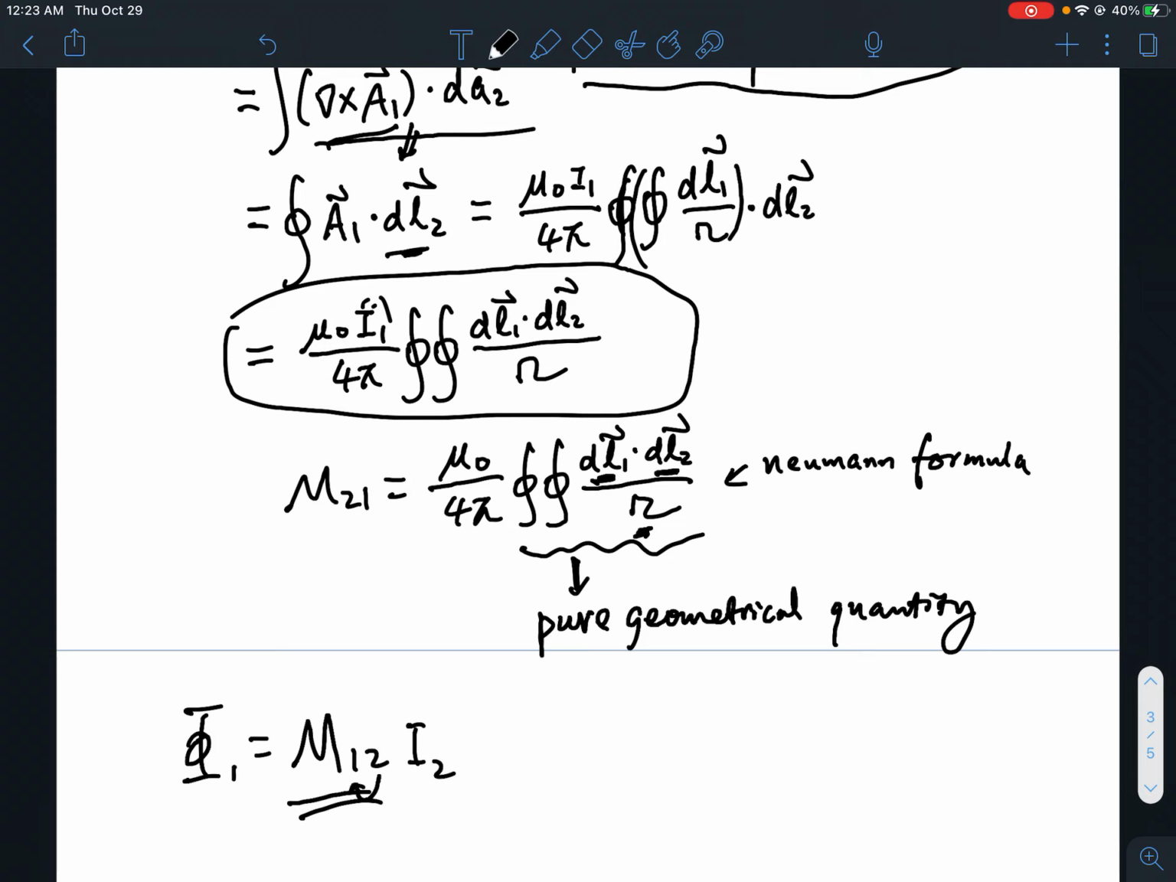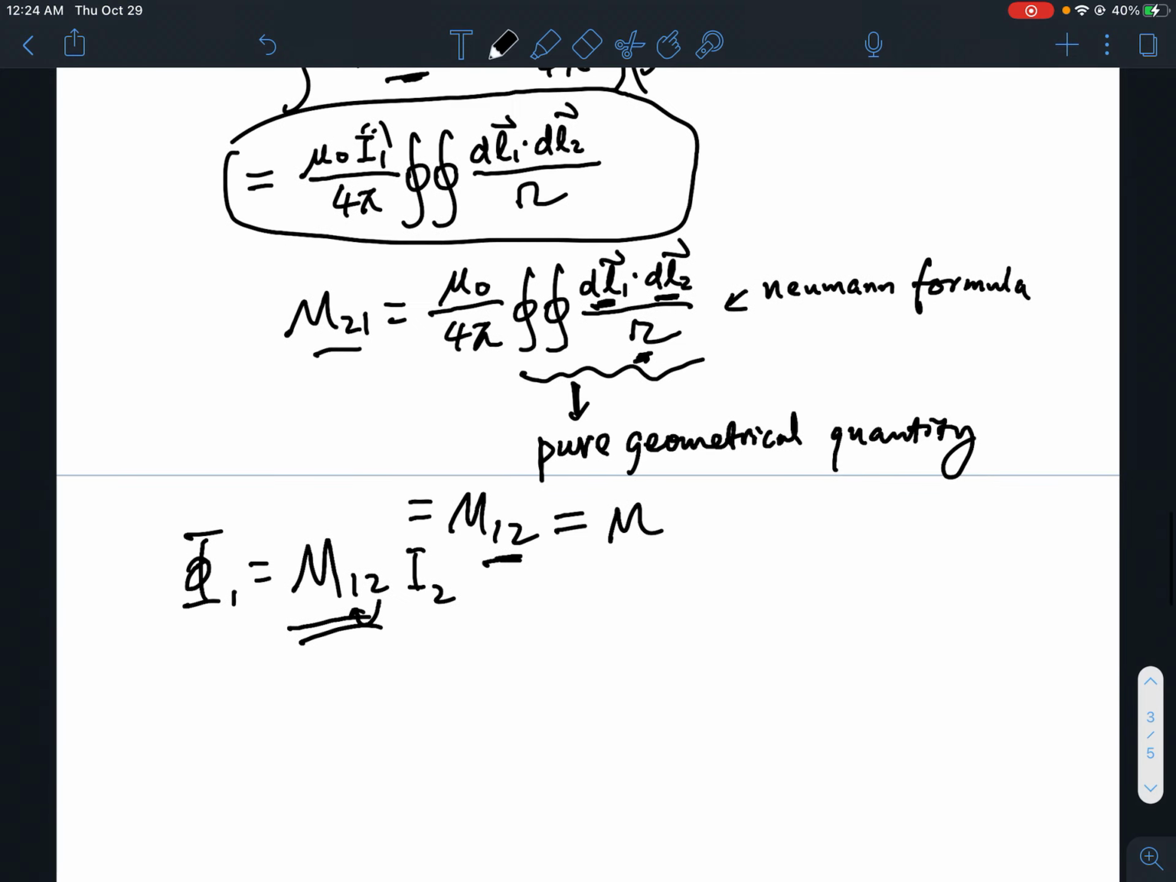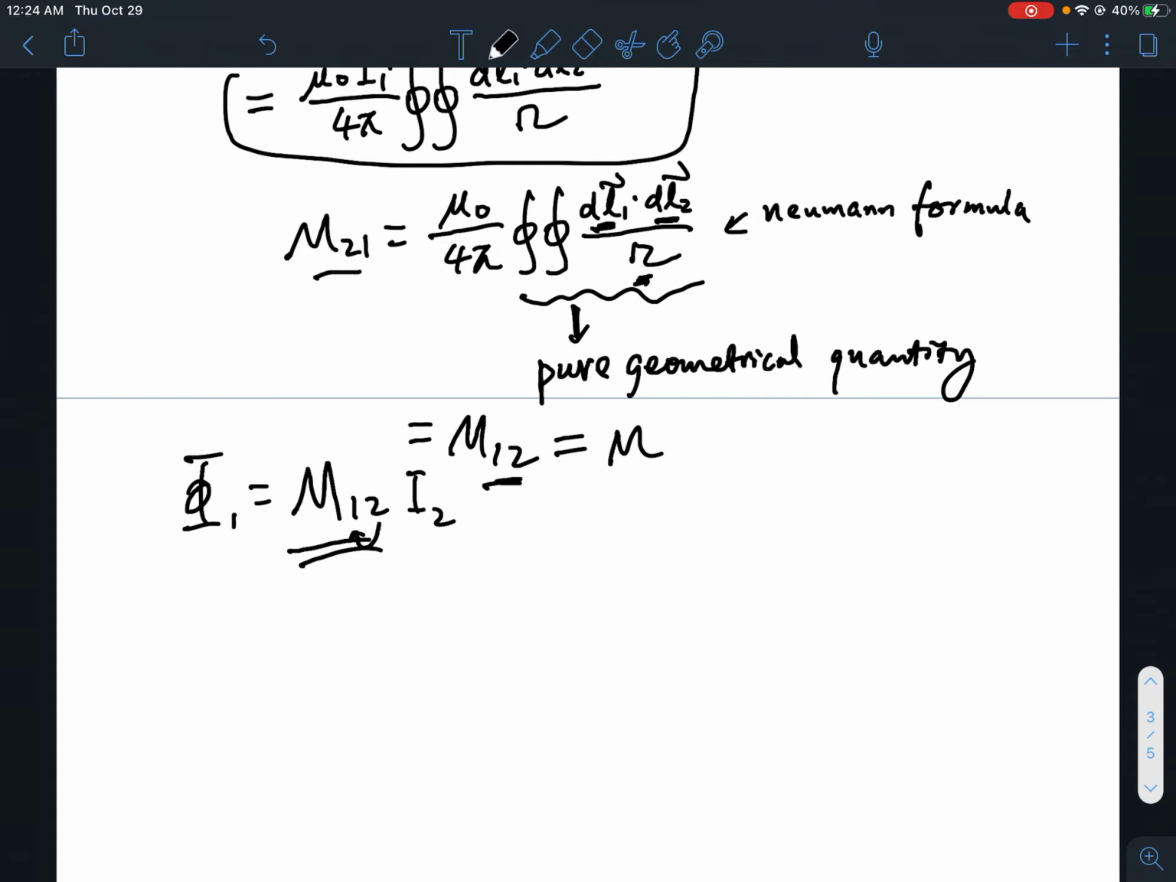So here we have M12. You can do the calculation, but you can very easily see that M12 should equal M21, because it also only depends on the geometries of the two loops. Because M12 and M21 are really the same, we sometimes just use M to indicate the mutual inductance of the two loops. We don't really need to write down the lower indices.